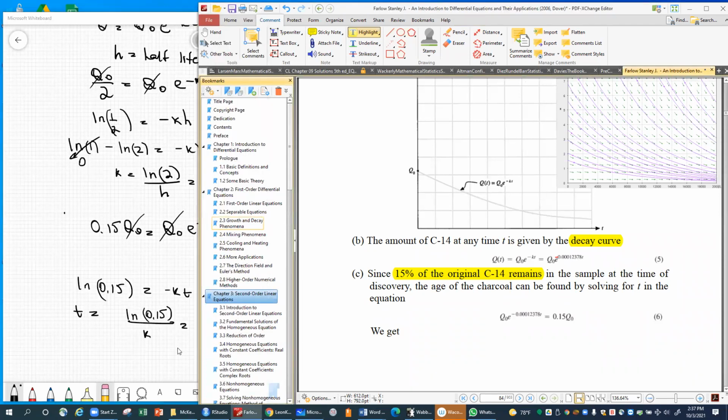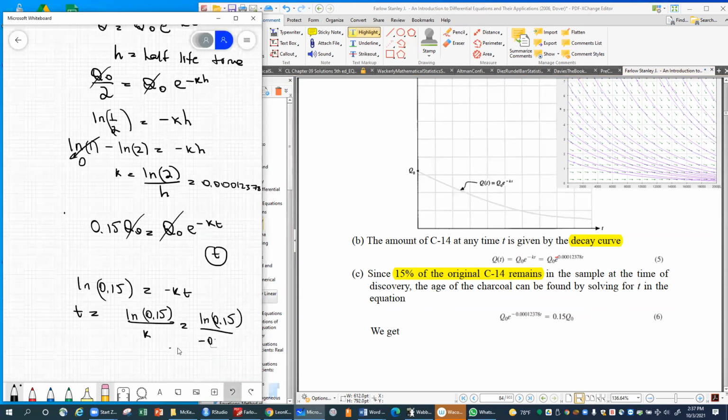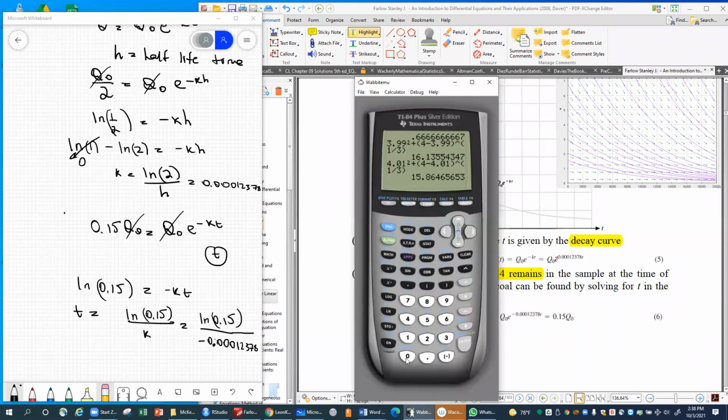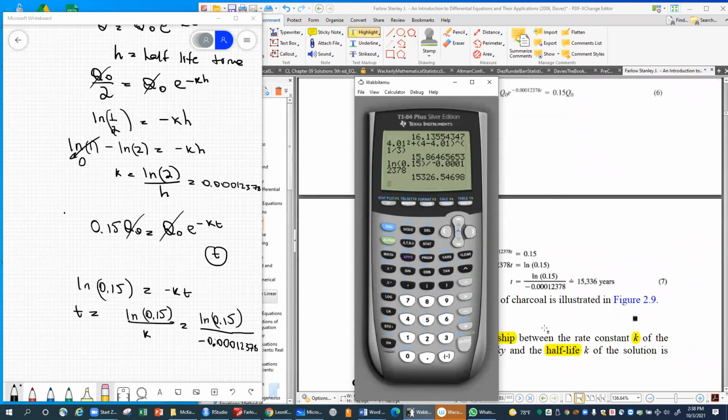So that's ln of 0.15 over minus 0.0001237 or so, and that's about 15,000 years. Okay, so that's that.